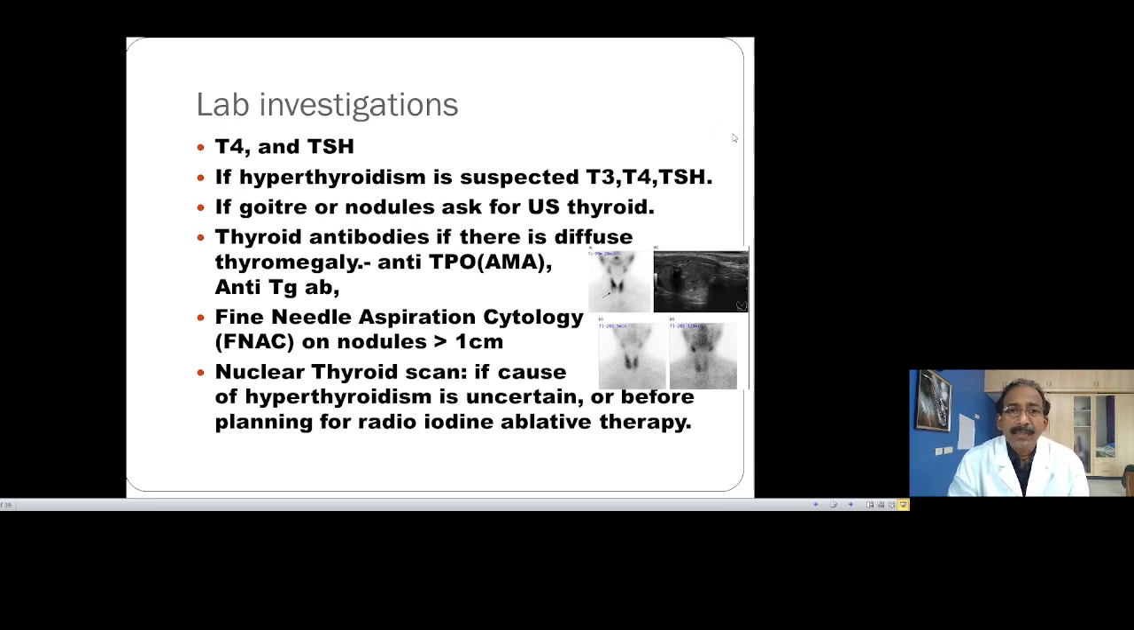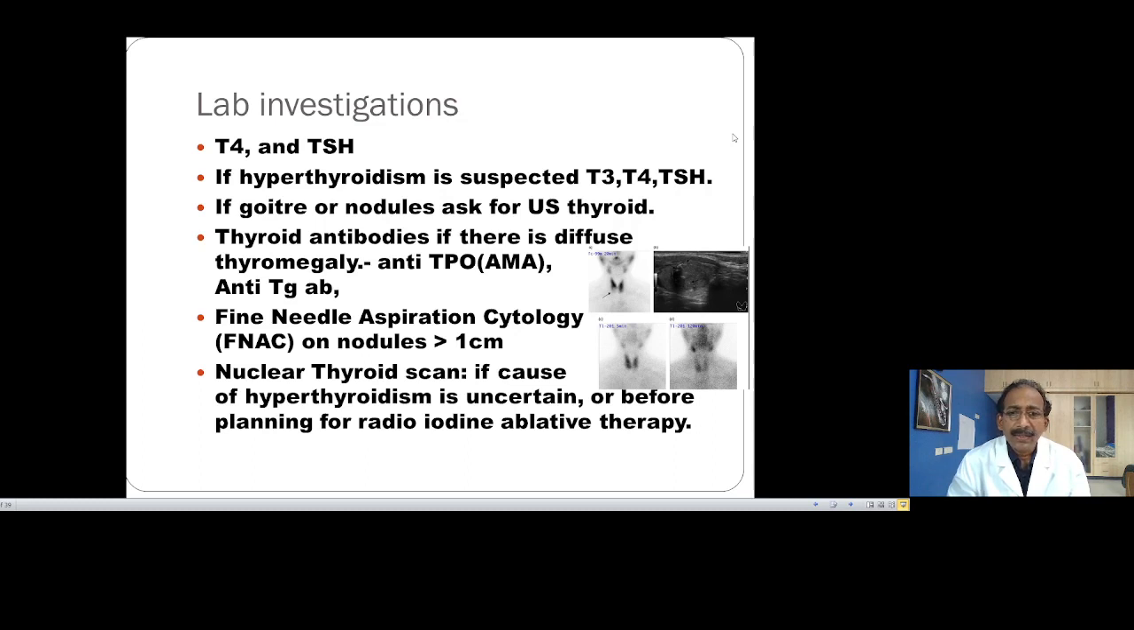So for the lab investigations, normally you start with TSH alone, which will tell you the functional status of the patient. But if you do T4 and TSH, that's good enough. And if hyperthyroidism is suspected, you can go for free T3, free T4, TSH. If goiter or nodules, ask for ultrasound. And thyroid antibodies, if there is diffuse thyromegaly and not for the nodular variety. And fine needle aspiration cytology if the nodules on ultrasound are more than 1 centimeter, or if they have multiple nodules, on the dominant one, to rule out malignancy.